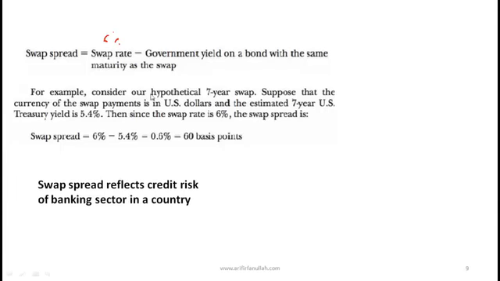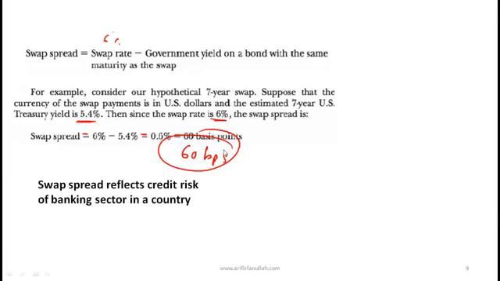So the example is a hypothetical 7-year swap. Suppose that the currency of the swap is US dollars and the estimated 7-year US Treasury yield is 5.4%. Since the swap rate for our 7-year instrument is 6%, the swap spread is equal to 6% minus 5.4%, which is 0.6%, which is 60 basis points.